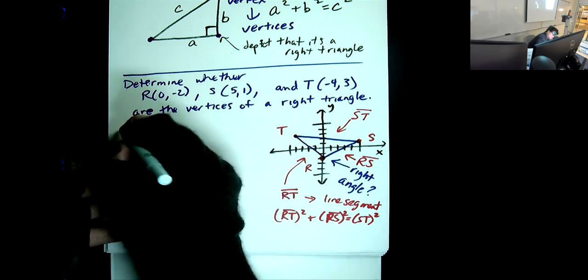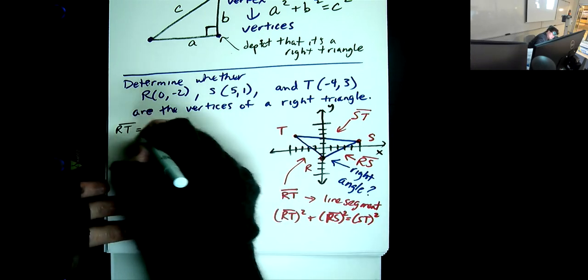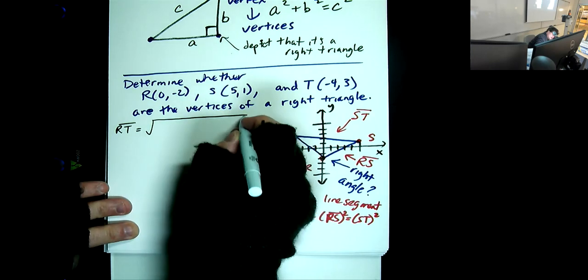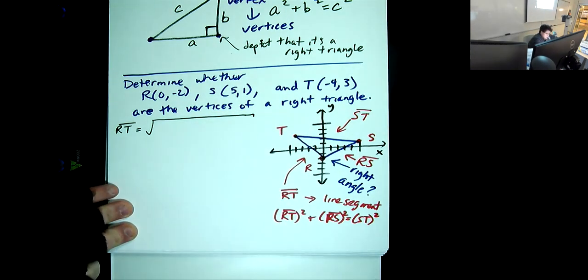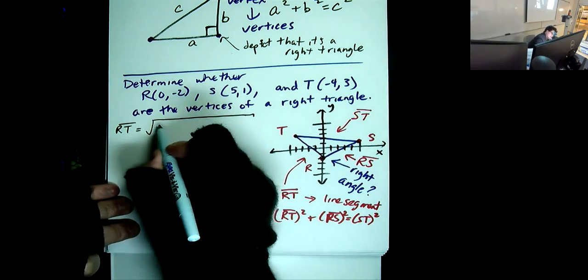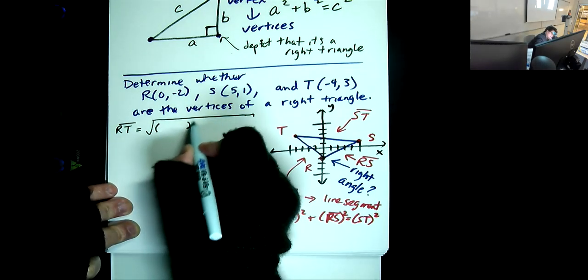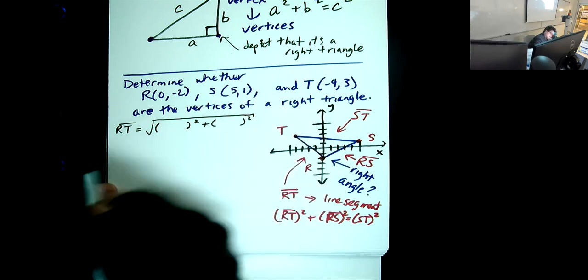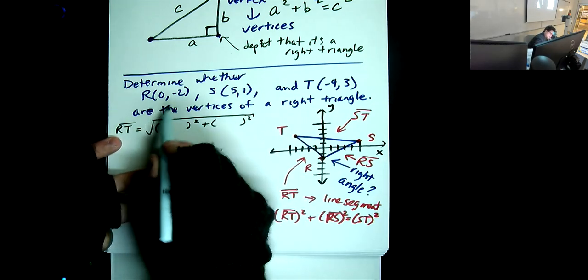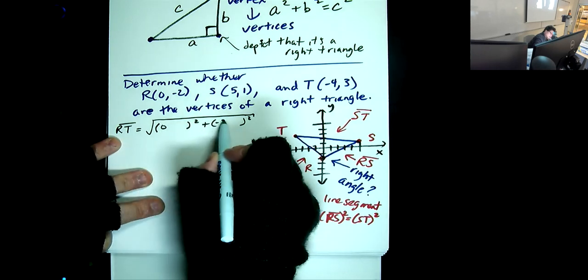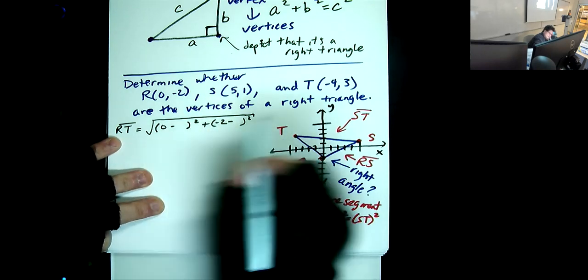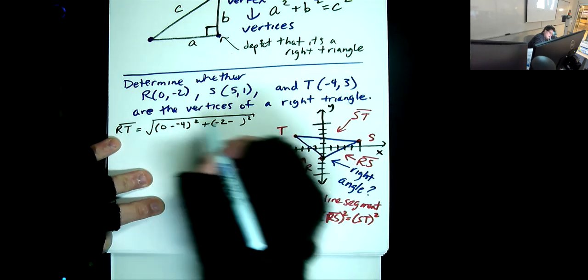So we start writing them out. I'm going to use whatever letters in front as point 2. That's just the way I'm going to write it. So for my RT, I'm going to do point 2 is R and point 1 is T. So point R goes first, it's 0 and -2. And then my T goes, and my T is -4 and 3.